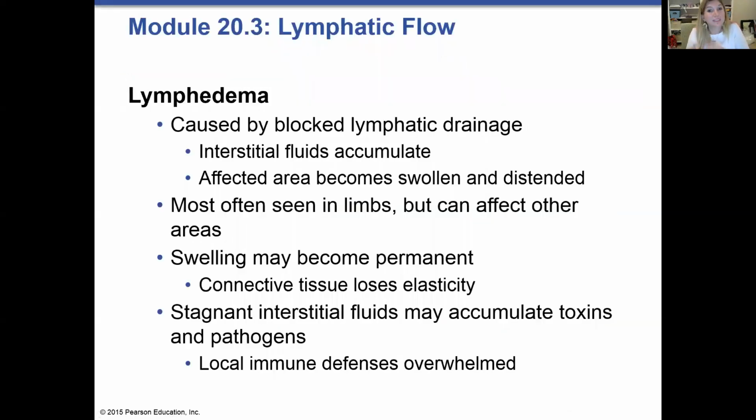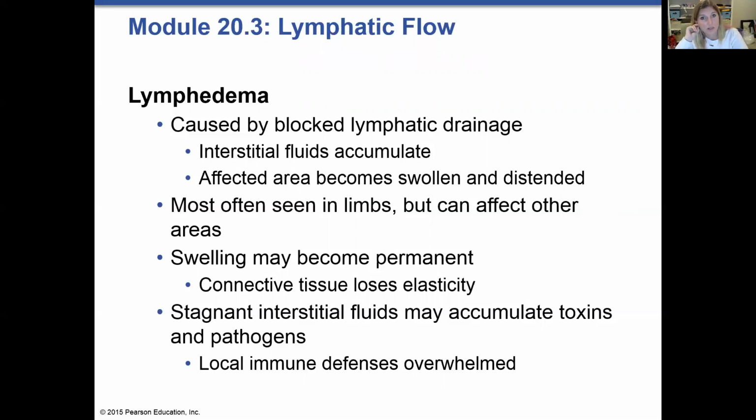So lymphedema is a blocked lymphatic vessel. This can be caused by lymphatic drainage that is not occurring. So imagine that vacuum hose that's typically sucking up the extra fluid. For some reason, there's a kink in it or a blockage. And so the area that is no longer being sucked out by that lymphatic vessel is going to become swollen, distended, can be painful, infected. This is most often seen in the limbs. It can affect other areas of the body as well.